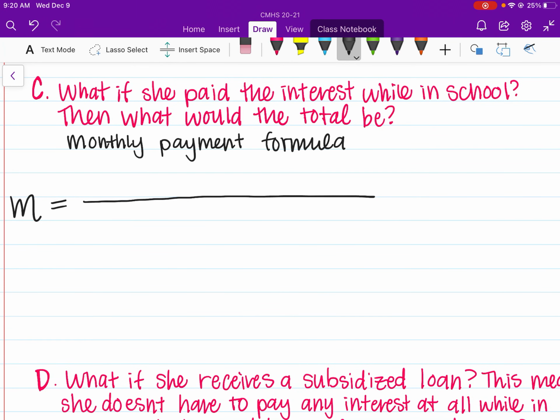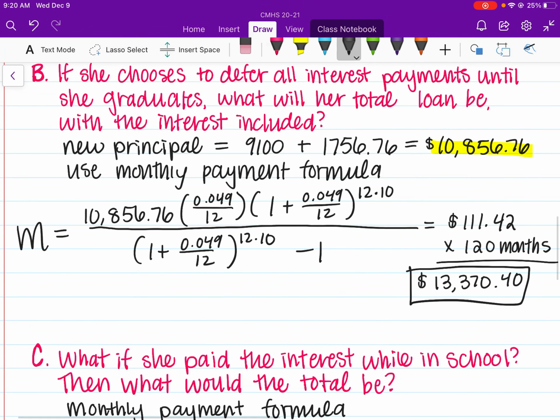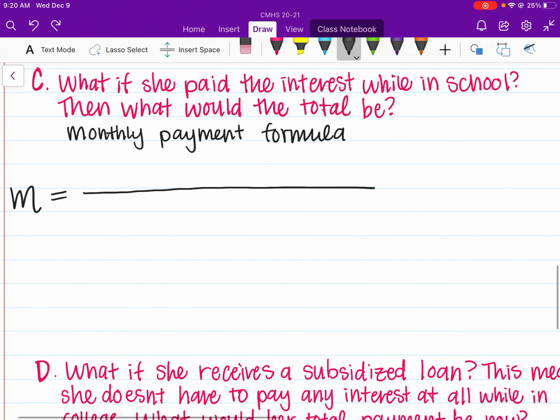Part C says, what if she did actually pay the interest during school? What would her total be then? Well, if she does pay the interest, this amount right here, this $1,756, it actually goes away because she already paid that much. So the principal this time, we're going to use the same exact formula, but the principal is going to be that original amount because we're not adding the interest because she already paid her interest. It's done. So all the rest stays the same.